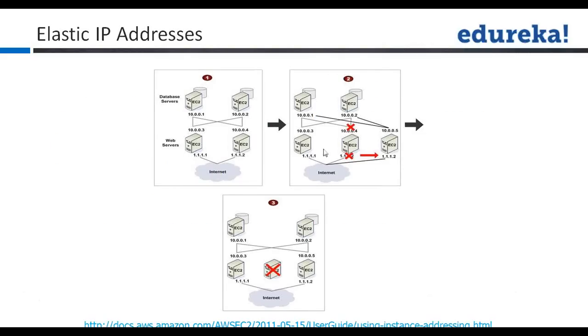Now, the same example I was talking about. Here you have a web server with the elastic IP address 1.1.1.1. The database server has 10.0.0.1 and 10.0.0.2, plus the internal IPs 10.0.0.4 and 10.0.0.3. When a user accesses from the internet, they come in through 1.1.1.1 or 1.1.1.2. If one of the instances goes down, you can easily attach 1.1.1.2 to a new instance.